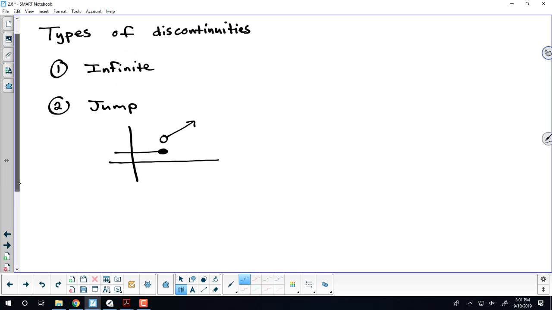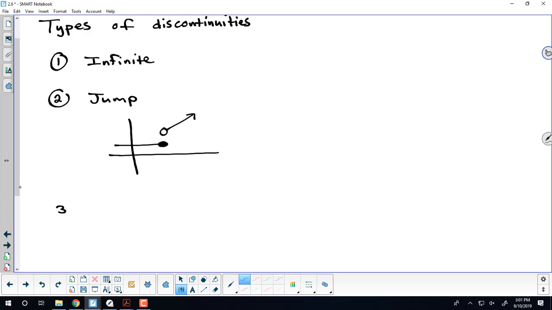And then there are removable discontinuities. We've since been calling them holes, but technically they're called removable discontinuities. Just think about the algebraic process when you cross out a factor on a rational function. The factor or factors that you crossed out gave you a hole, but it's really that you're removing that infinite discontinuity and it turns into a hole. So removable.